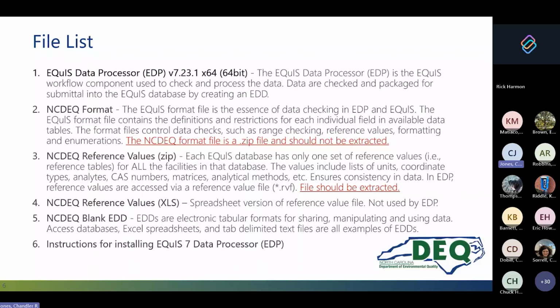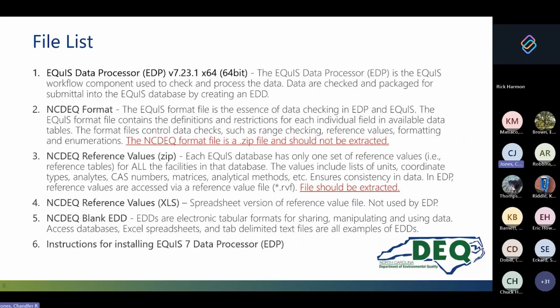Next is the DEQ format file. This is how the data communicates with the database itself. This is how we check and package the data. It's a set of rules that the data processor will read to know what's being submitted when an EDD is loaded into it. Without it, the EDP won't know what it's reading, and so we use this all the time. Do not extract this file. The zip file itself is what will be submitted to the EDP itself.